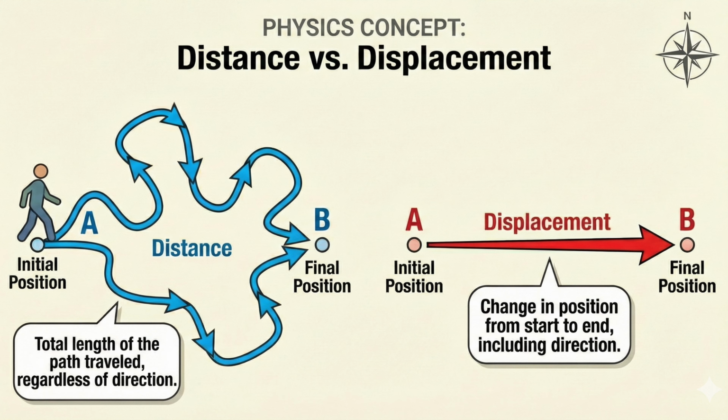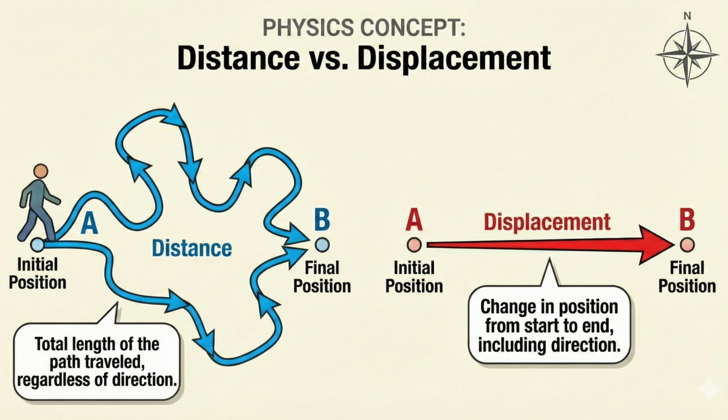Displacement in circular motion. In circular motion, displacement depends only on the angular separation between the starting and ending points. After completing half a circle, displacement is equal to the diameter of the circle. After completing a full circle, displacement becomes zero.